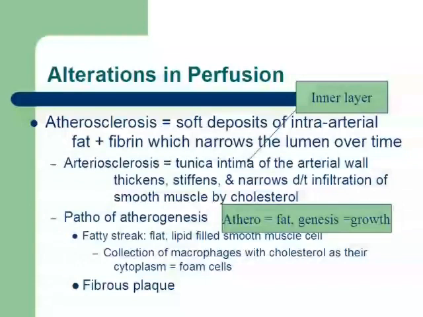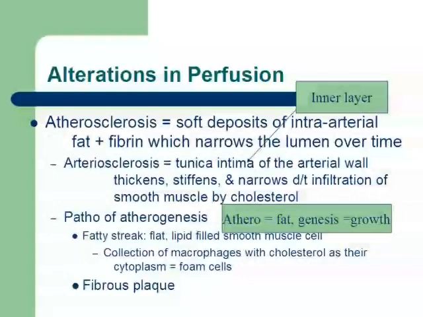Now, we all have, like under the age of 1, they have found the fatty streak. So it's been found in the aorta of children under the age of 1. It is a flat, lipid-filled smooth muscle cell. So it does not cause any obstruction.